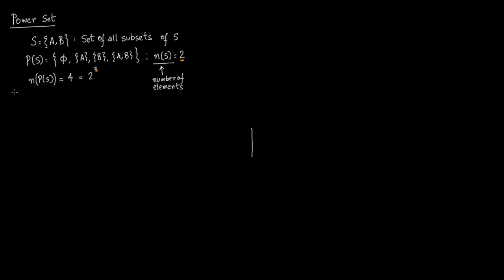So if you have the number of elements in set S as K, then the number of elements in the power set P(S) would be 2 to the power of K. If we have the number of elements in set S as K, then the number of elements in P(S) would be 2 to the power of K.